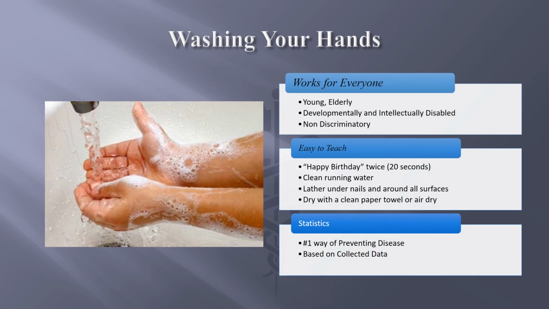These are the steps to washing your hands. This is a great guide to show everyone how to properly wash your hands. It works for everyone. It works for the young, the old, the developmentally and intellectually disabled. It's non-discriminatory. It's pretty easy to teach. You sing happy birthday twice for approximately 20 seconds, and you lather under nails and around all surfaces under clean running water. You will dry with a clean paper towel or air dry. A paper towel has been shown to be the most effective. And the stats show it's the one way of preventing disease. It is based on collected data, which means it is evidence-based research.